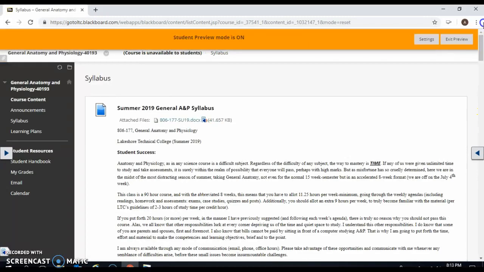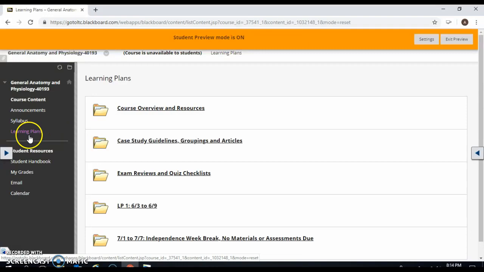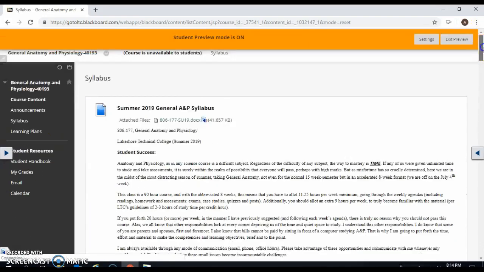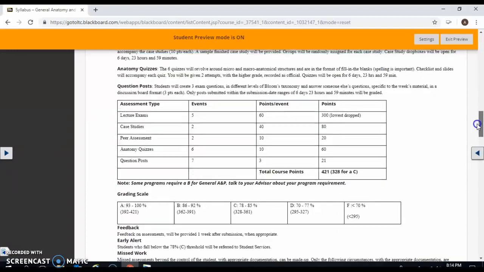And guess where Bloom's taxonomy is? It's going to be in the learning plans, right? Of course, it's going to be in the course overview and resources. Okay, I haven't uploaded it yet, but it's going to be there. It says Bloom's taxonomy and student success. Okay, so that's that.